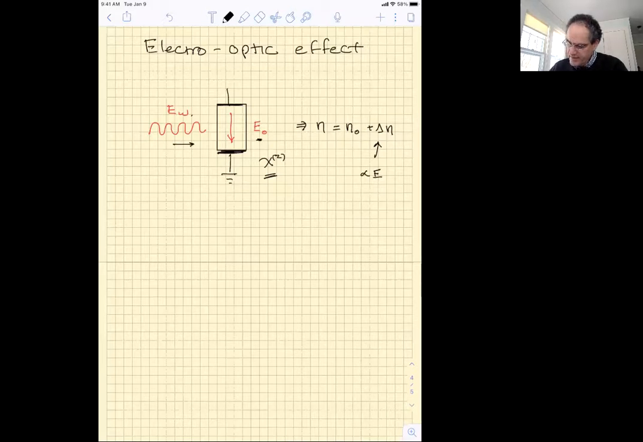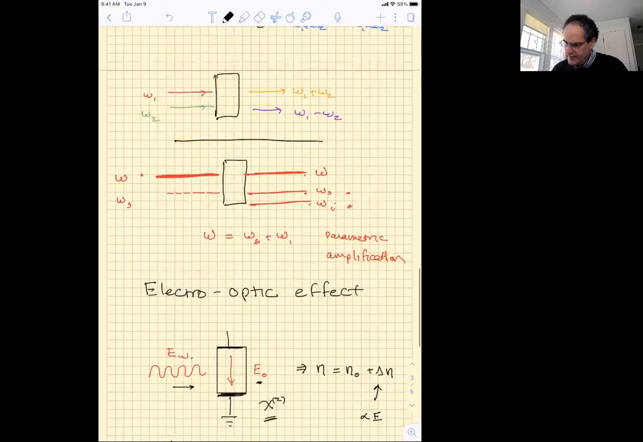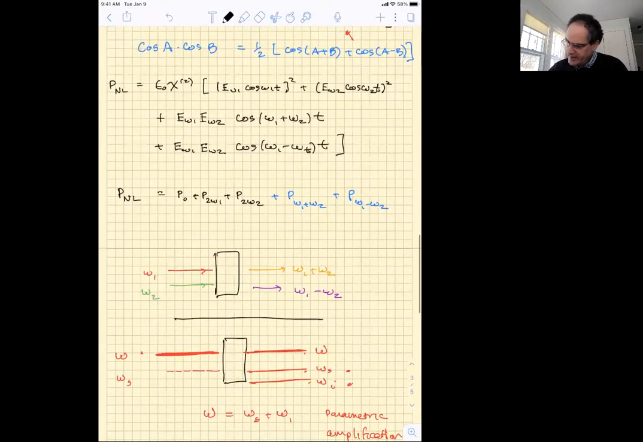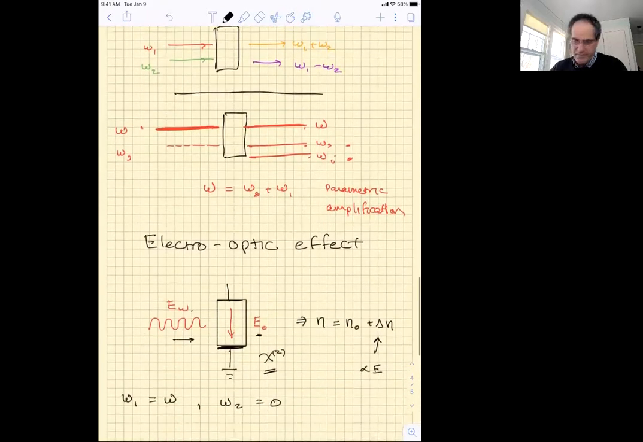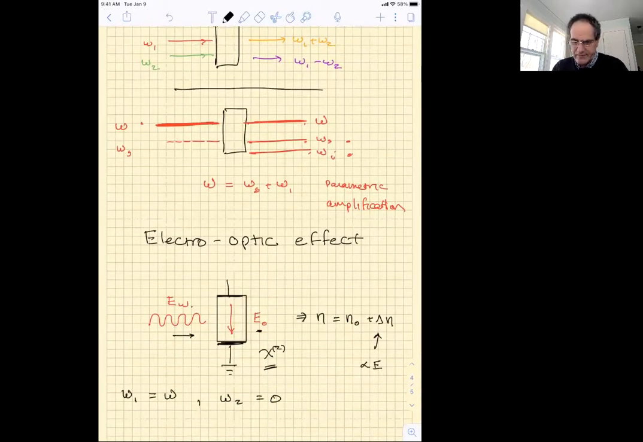Okay, so the electro-optic effect can be seen as a special case of sum and difference frequency mixing, where omega 1 is just the frequency of the incident wave, and omega 2 is 0 for DC. Then, going back to the expression that we just looked at a moment ago, we can get the following result.